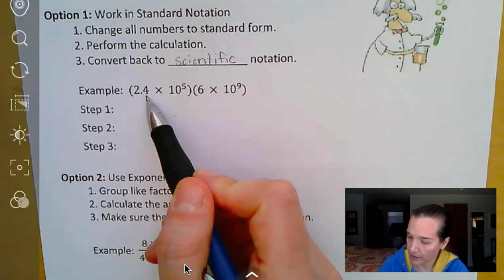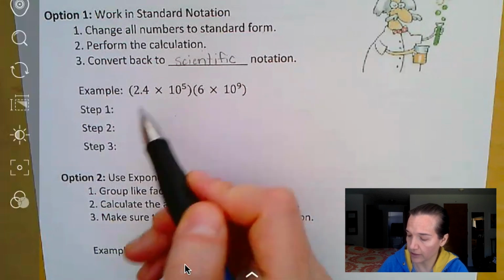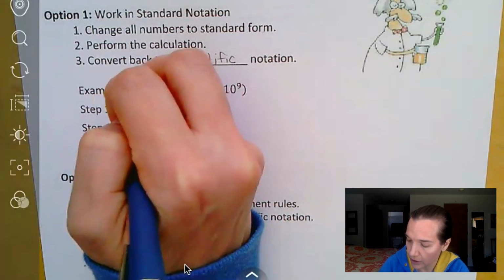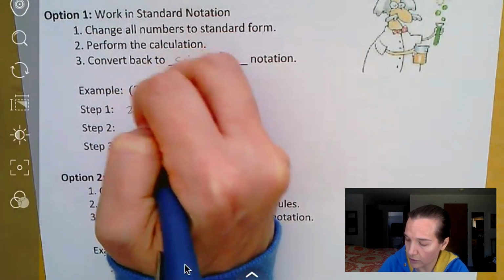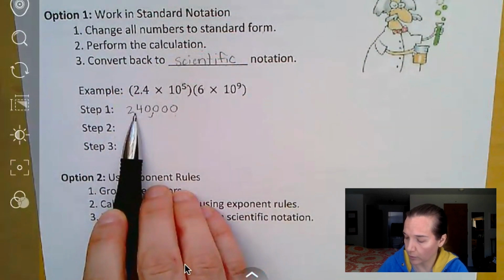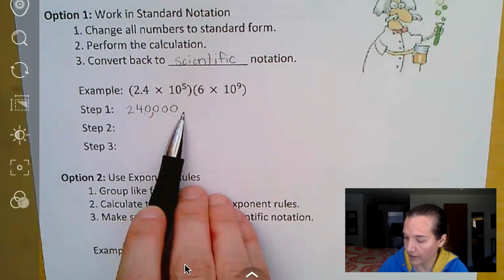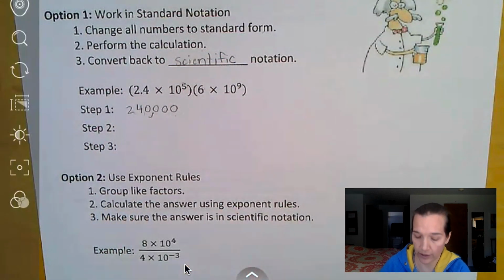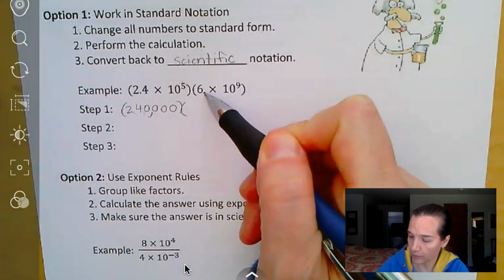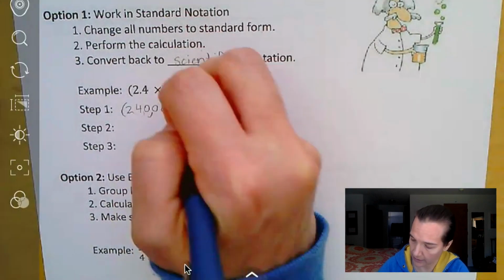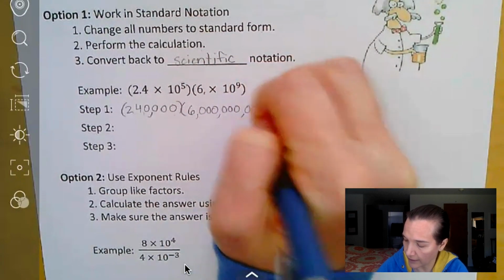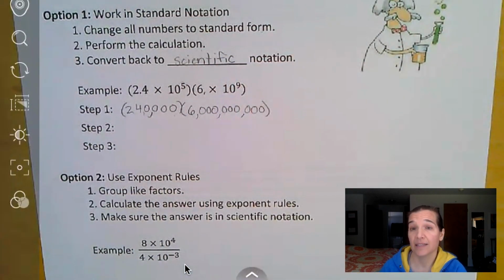First off, if we want to make this into standard form, I would take this decimal point and move it back 5 places to make it a larger number. 1, 2, 3, 4, 5. Notice the decimal point was here, and now if I move it back 5 places, it'll be there. So 240,000. And then we're going to multiply that by 6, and the decimal point was here. We're going to move it back 9 places. 1, 2, 3, 4, 5, 6, 7, 8, 9. And then we get 6 billion.